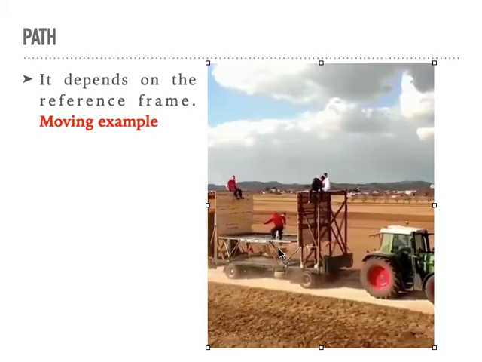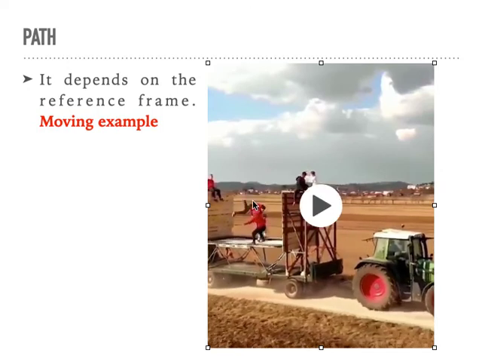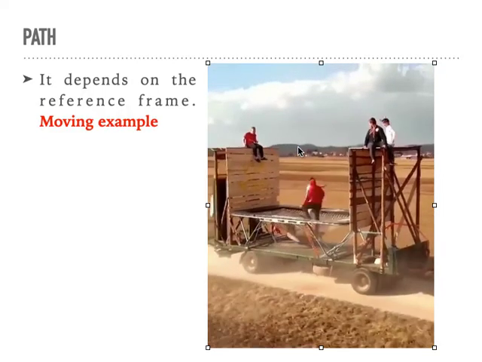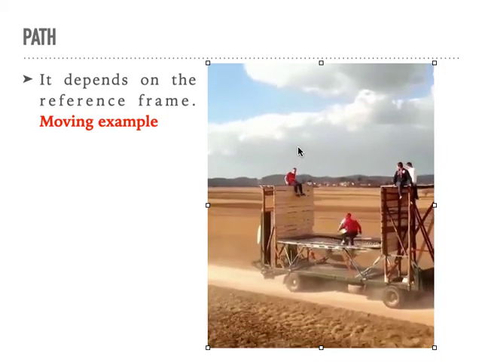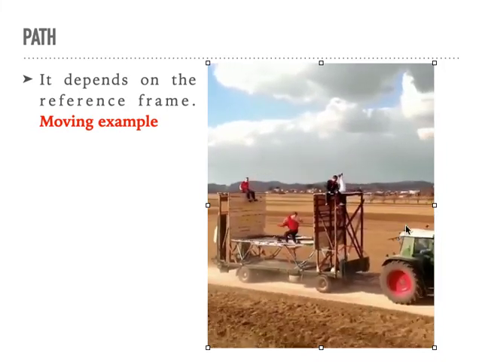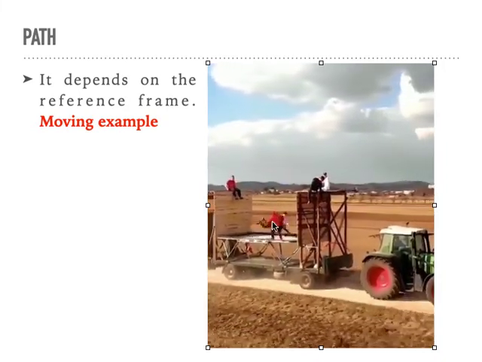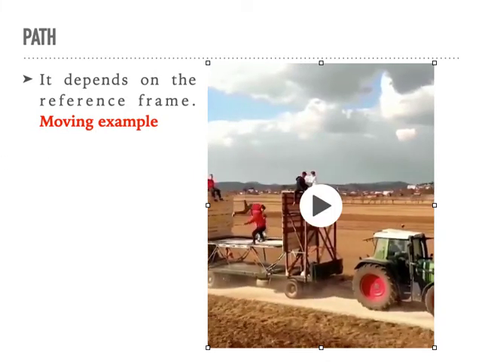But I'm going to put it again so that you can see that while the track is moving, if you see the arrow, you see it's going to move. So here, see, I don't move the arrow, but the person is moving, and that's because this track is moving too. So it's not so obvious. Path depends on the reference frame.